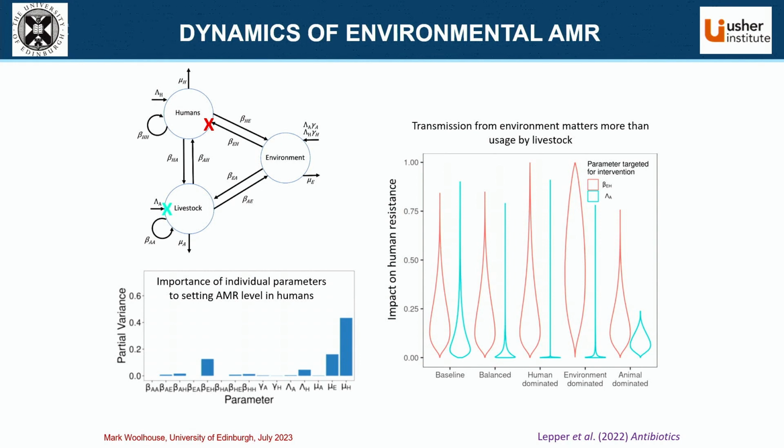All you have to notice is that on that plot, the red violin plots tend to be higher than the green ones. And what that says is that for many different scenarios Hannah explored, stopping AMR getting into the human population from the environment could actually be more important than stopping the use in livestock.